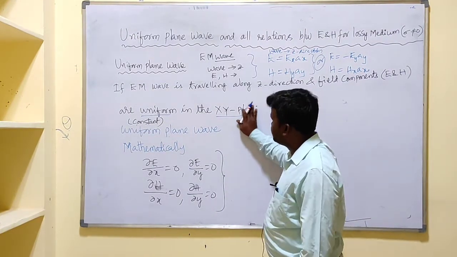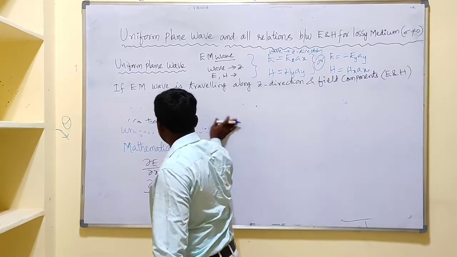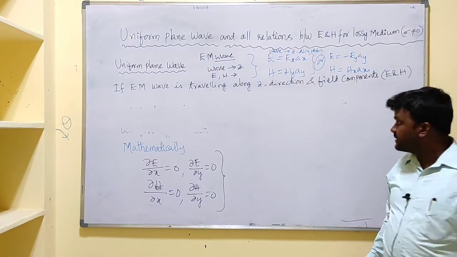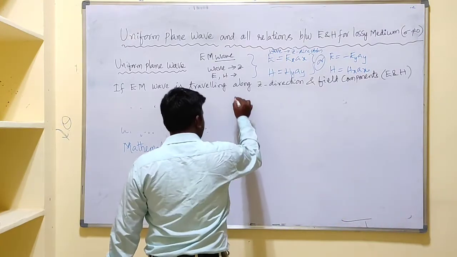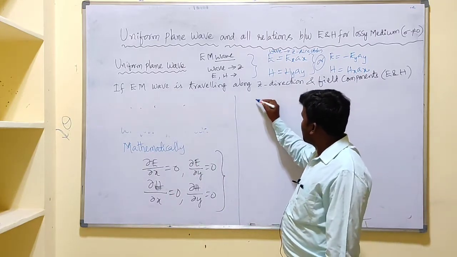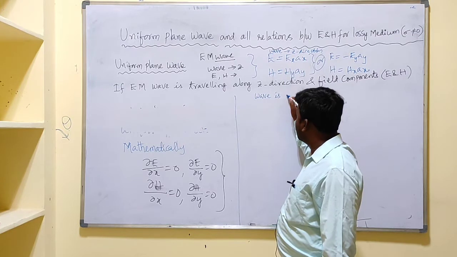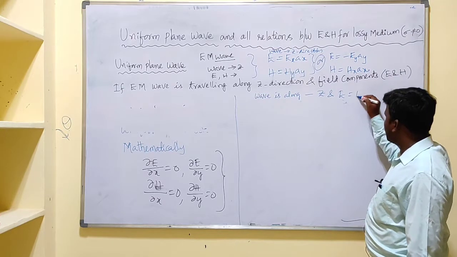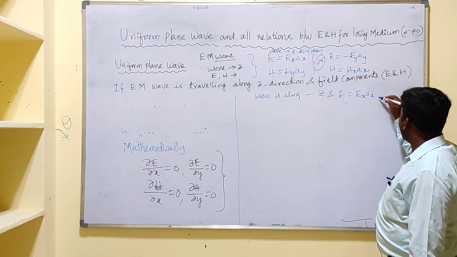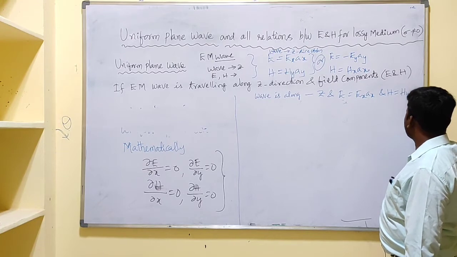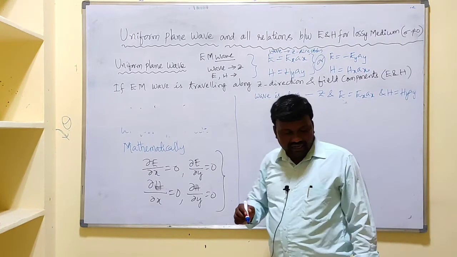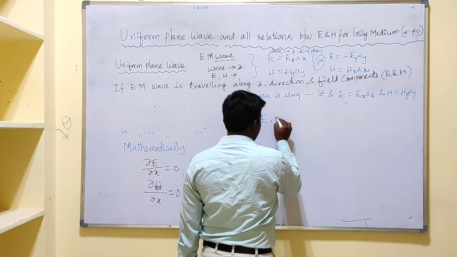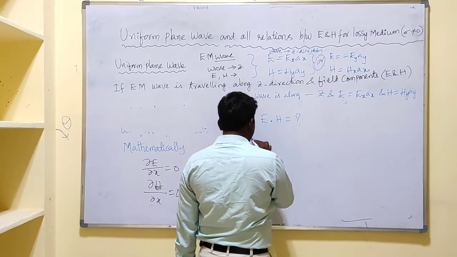Now let us go for this one. Mathematically, let us take this one only. The wave is traveling along the z direction, E is along the x direction, Ex Ax, and H is along the y direction, that is Hy Ay. Then we can find the first relation, that is E dot H. This is one of the relations. Now we can find E dot H.